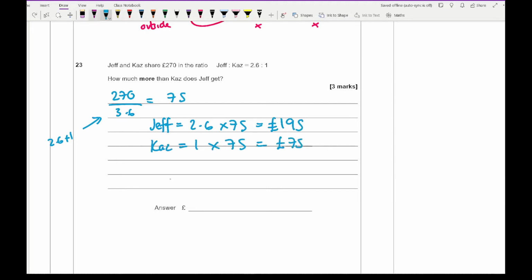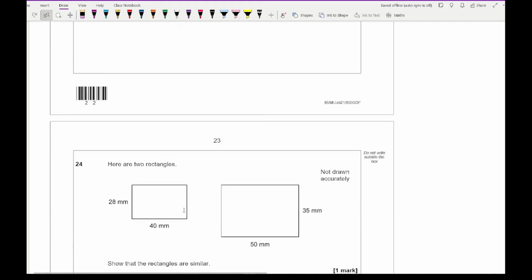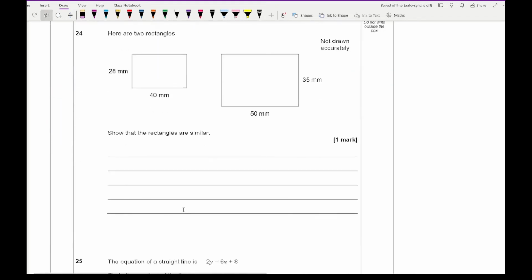So then from this, and just get rid of that little bubble, because it looks a bit weird. And so what we then need to do is work out the difference. And the difference between those two amounts is £120.